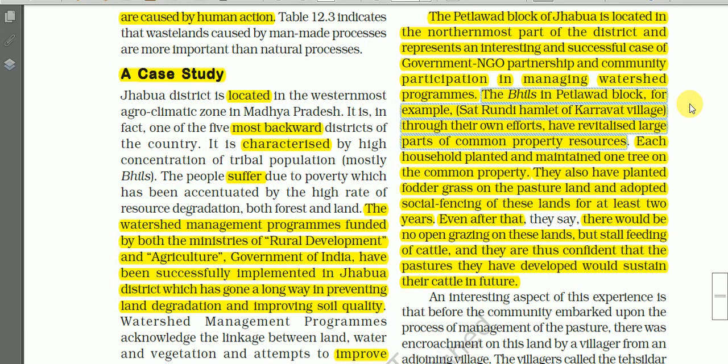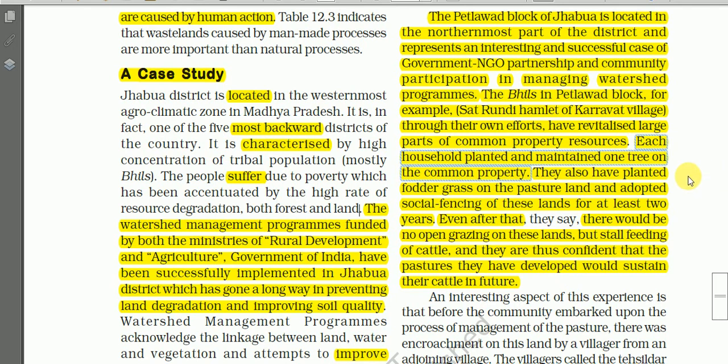Common property resources, for example, forest land, village grassland, roadside. These are examples of common property resources, and this forest land and grassland have been revitalized with a large effort of the Bhil tribe. Each household planted and maintained one tree on common property, say in the forest land or in the grassland, until it matured.